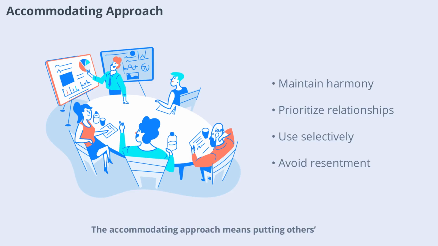The accommodating approach means putting others' needs before your own to maintain harmony. This strategy is effective when the issue is more important to the other party or when preserving relationships is a priority. However, overuse can lead to resentment or a lack of respect for your own needs. Use accommodating selectively, especially when the stakes are low for you but high for others.